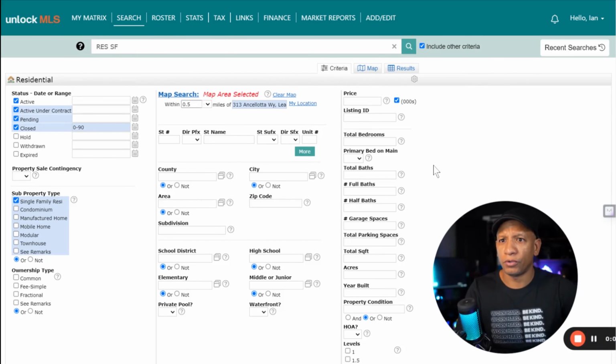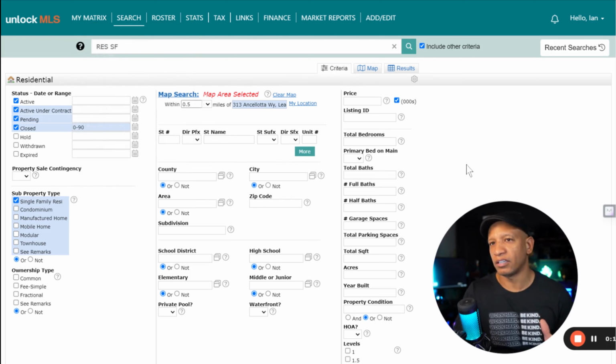So I'm going to show how to figure out what a good sales price should be for a listing if you're getting ready to list a property. I'm going to start by putting in a current client's address right here. So I have 313 Ensalada Way.